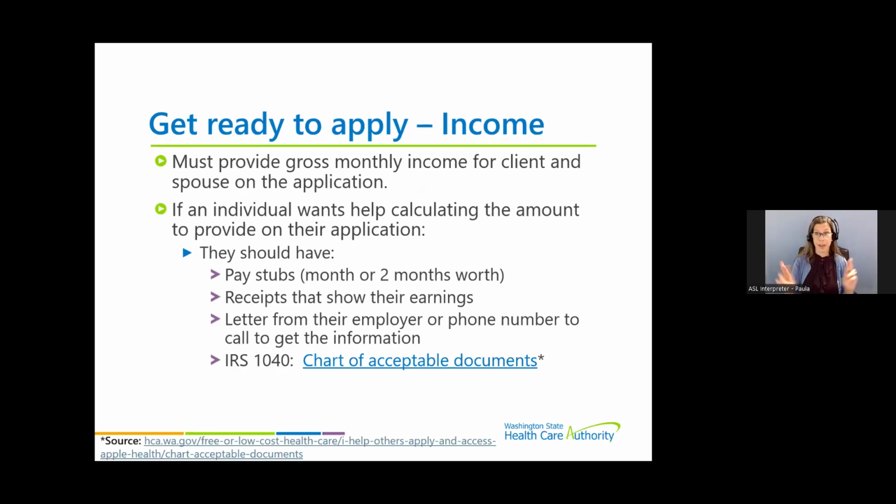They must provide gross monthly income for the client and spouse on the application. If an individual wants help calculating the amount to provide on their application, they should have their wage stubs, at least a month or 2 months worth of wage stubs, receipts that show their earnings, or a letter from their employer or a phone number to call to get that information, an IRS form 1040 chart, and below there's a link of acceptable documents that they can provide for the tax forms.